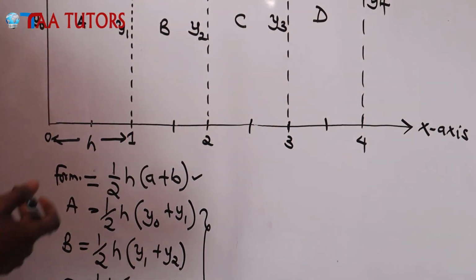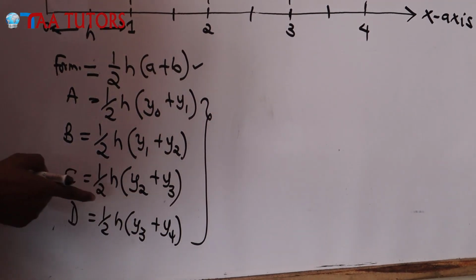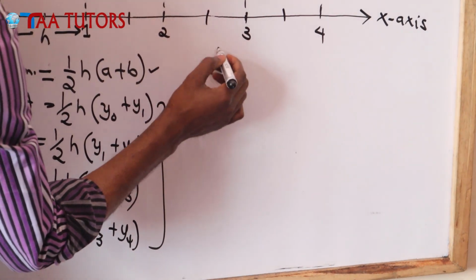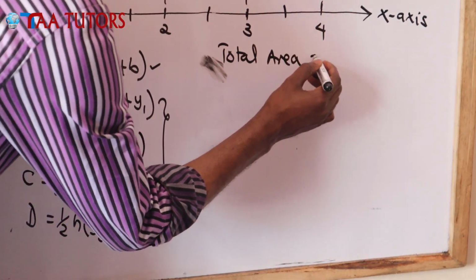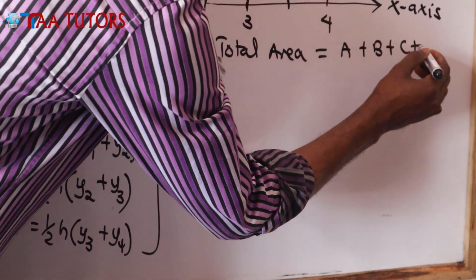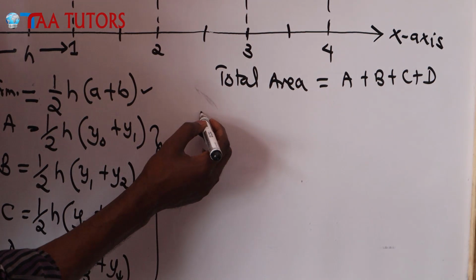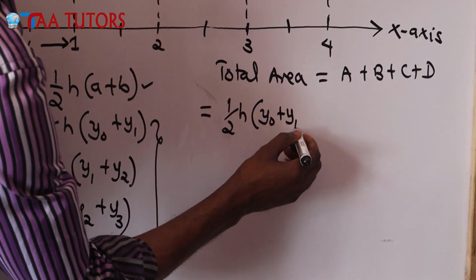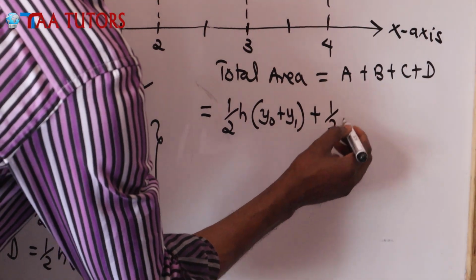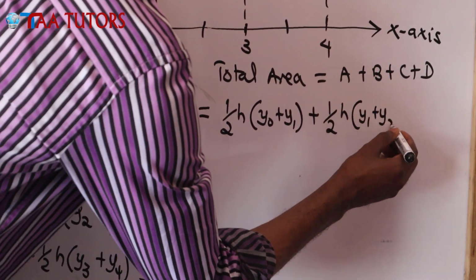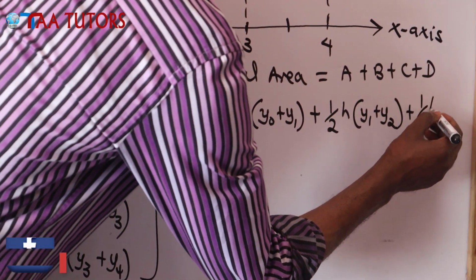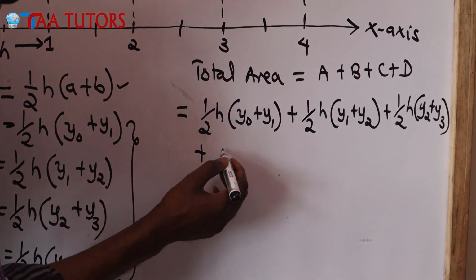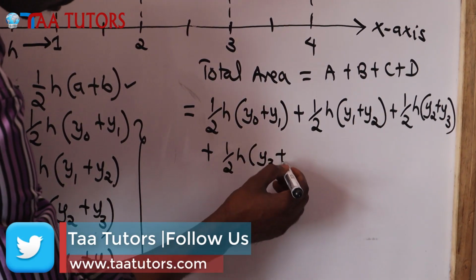Now for us to get the total area, we have to add the area of A plus the area of B plus the area of C plus the area of D. The total area here will be the area of A plus B plus C plus D. So when we add them, A is a half h into y0 plus y1, plus B is a half h into y1 plus y2, plus area of C is a half h into y2 plus y3, plus that one of D is a half h into y3 plus y4.